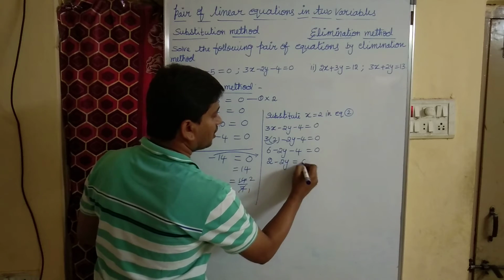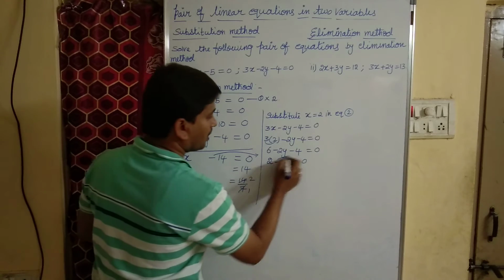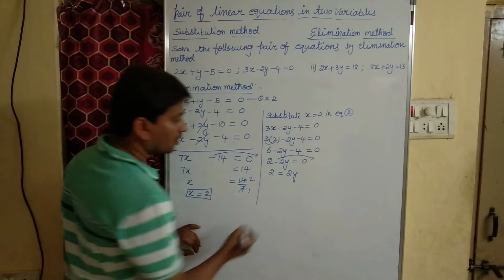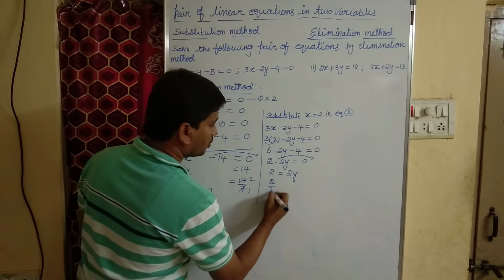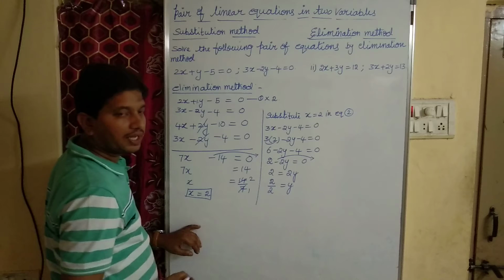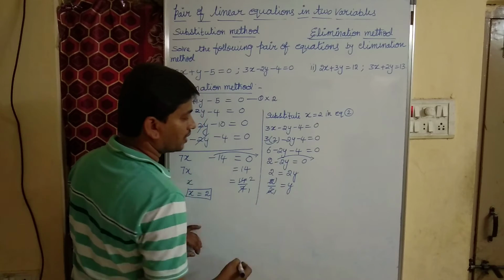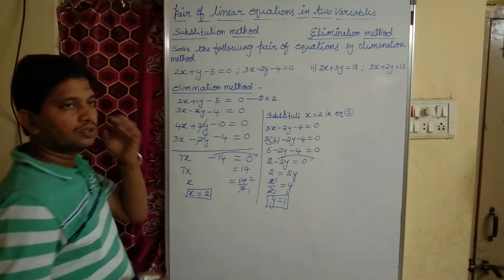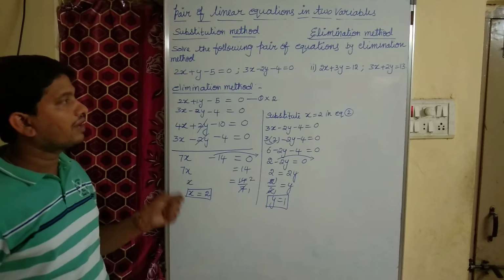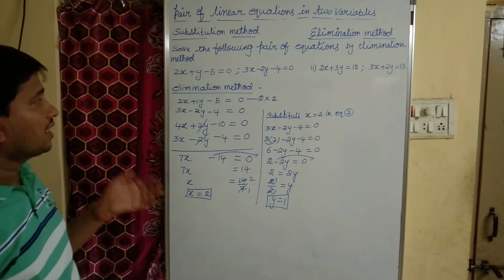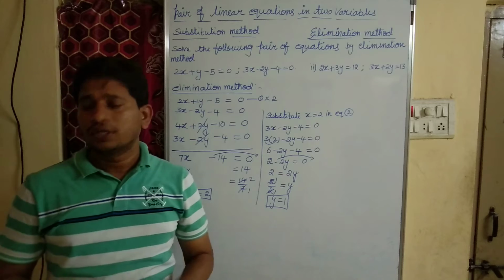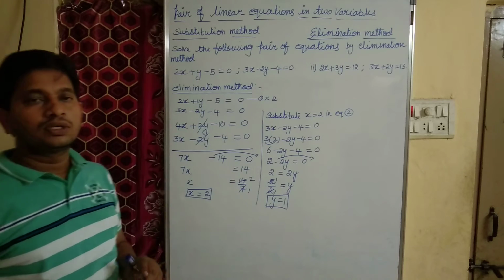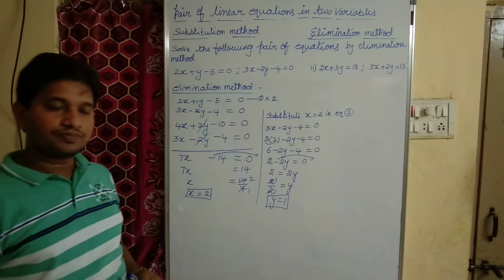2 - 2y = 0. -2y you transpose, it will become +2y. As 2 is multiplying, 2 divided by 2 is equal to y. 2 ones are 2. So what is the value of y? The value of y is 1. So we got the value of x is 2 and the value of y is 1. In this way, we can solve the system of equations by using the elimination method. The elimination method is a little bit easy.